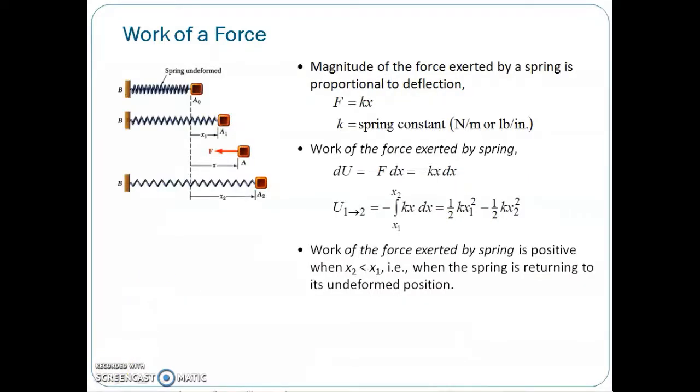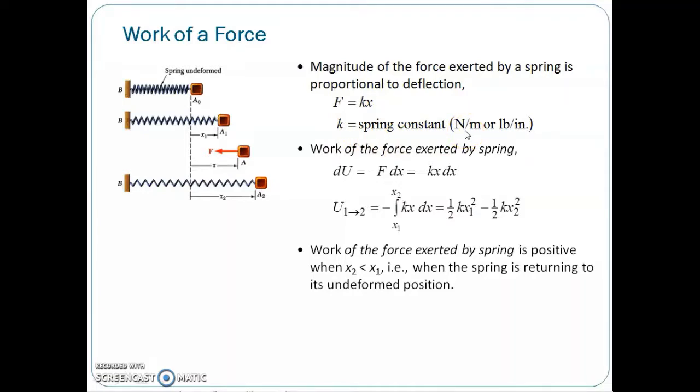Next, the work of a force exerted by a spring. Consider a body A attached to a fixed point B by a spring, and it is assumed that the spring is undeformed when the block is at A naught. Experimental evidence has already shown us that the magnitude of force F exerted by the spring on the body A is proportional to the deflection x. So here we have F equal to kx, where k is the spring constant.